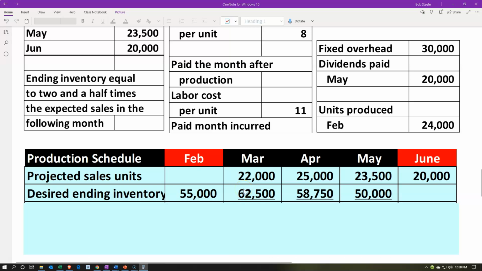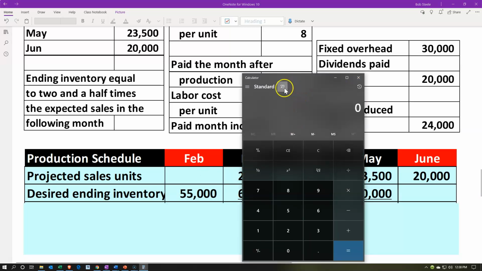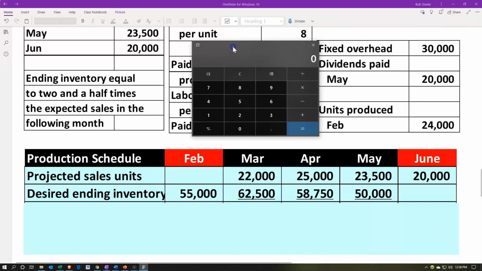Now, the desired ending inventory, we want 2.5 times the expected sales in the following month, which seems like a lot, right? But it depends on the industry that we're working in, in terms of how much ending inventory we might want. Some companies might have a just-in-time type of system where they have very little in inventory at any given time. Other companies may need, for whatever reason, to have fairly substantial inventories, especially if they're dealing with volatility in the market or something like that.